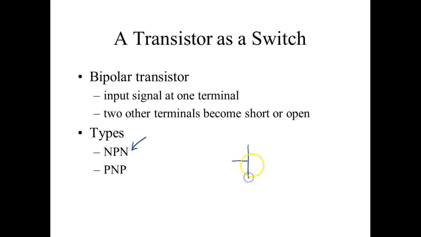And this is the symbol we use to represent it. We have 3 leads. This is called the base. This is called the collector. And this lead right here is called the emitter.